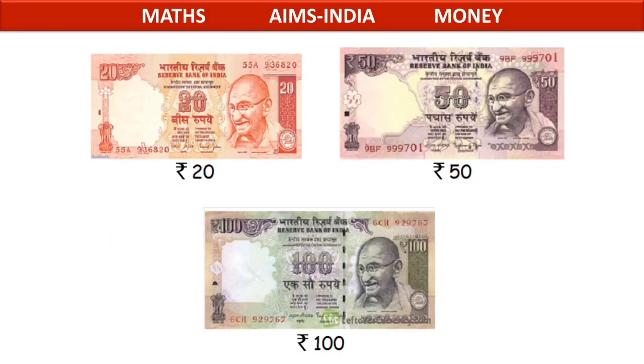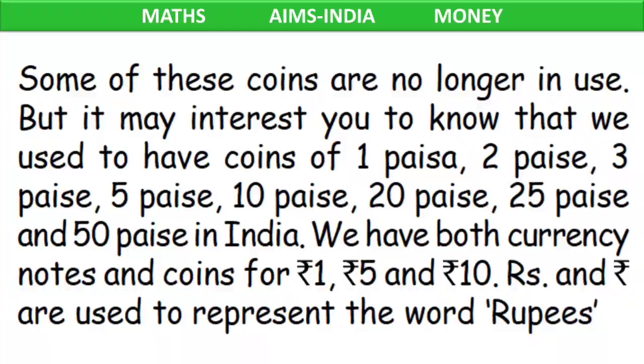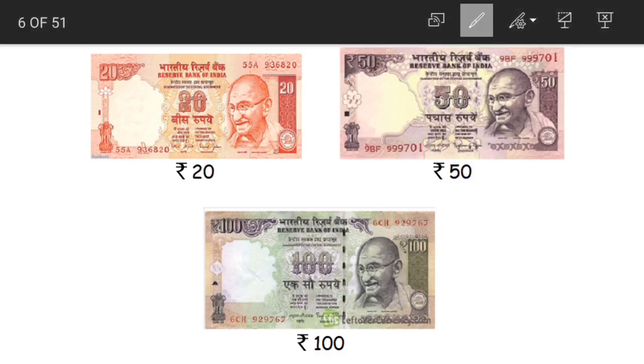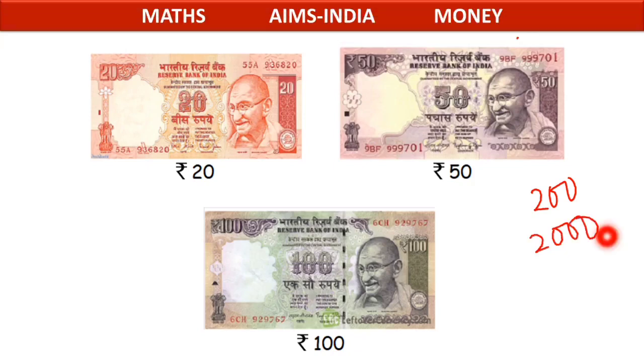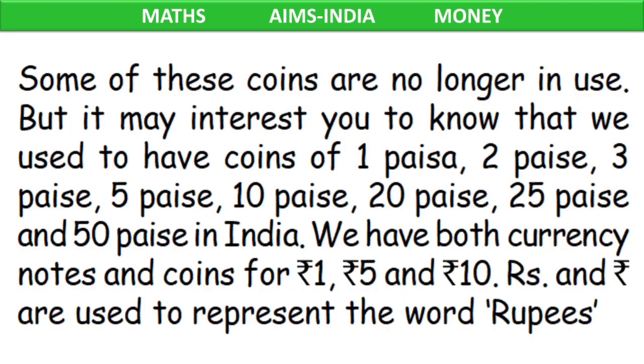Yes, children? Next we have 20 rupees note, 50 rupees note, 100 rupees note, and also what else do we have? We have 200 rupees, then we have 2000 rupees notes as well. So these are the different notes and coins we have.